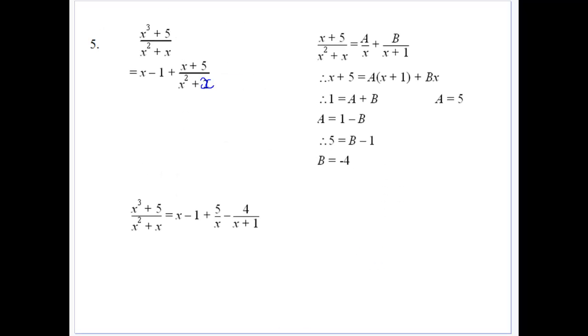And that's the aim a lot of the time. This time, x to the power of 3 and x squared. Well, the numerator definitely has a larger degree than the denominator, so we do our division. So x squared plus x goes into x cubed plus 5x minus 1 times, plus a remainder of x plus 5 on x squared plus x. So we can see that that's okay. The degree of the numerator is smaller than the denominator, so I can put that part into a partial fraction.